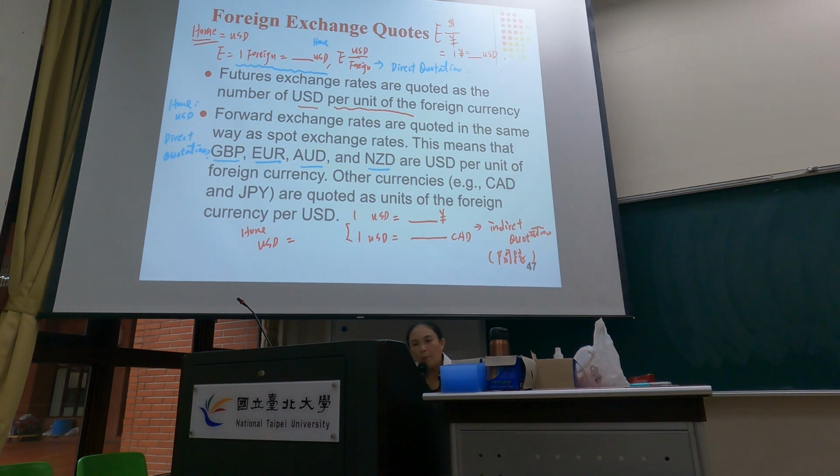But it depends on markets, okay? Because different capital markets for their foreign exchange derivatives may have different quotation systems. You just refer to the contract specification, then you can understand. Right?